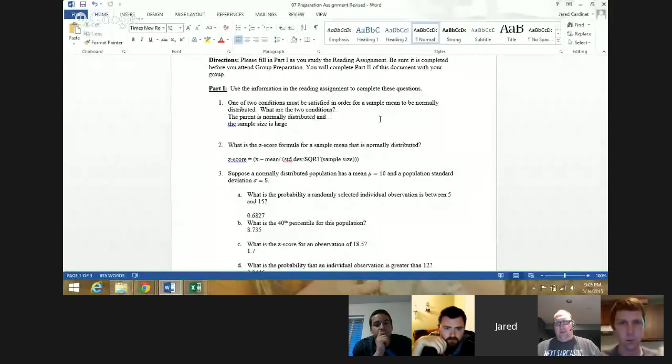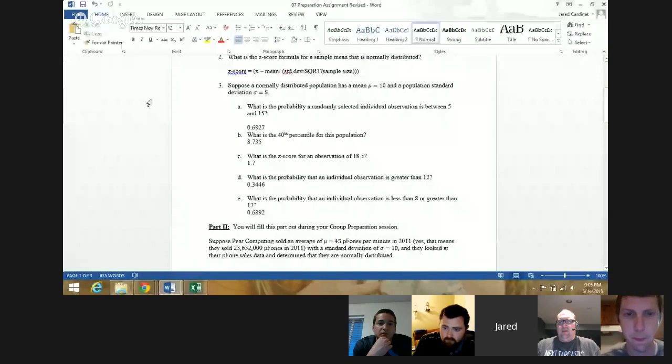What is the z-score formula for a sample mean that is normally distributed? Z-score equals x minus the mean, divided by the standard deviation divided by the square root of the sample size. Question three: suppose a normally distributed population has a mean and a standard deviation. What is the probability the outcome is between 5 and 15? So around 68%. What is the 40th percentile for this population? 10 minus 5 equals 8.7. What is the z-score for an observation of 18.5? That'd be 1.7. What is the probability that an observation is greater than 12? Z-score is 0.4, and so the probability is 0.3446.